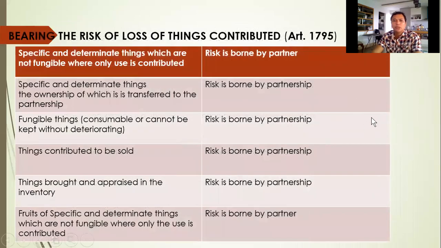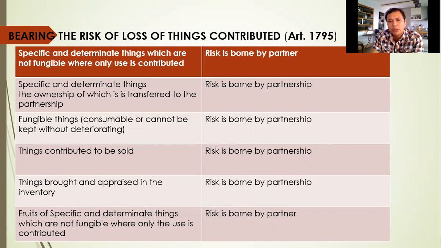Okay, we'll continue our discussion with who bears the loss, or who is at risk of loss, when things get lost. So these things are contributed to the partnership. First, when it involves specific and determined things which are not fungible, then it is contributed to the partnership. So the one who bears the loss is the partner.